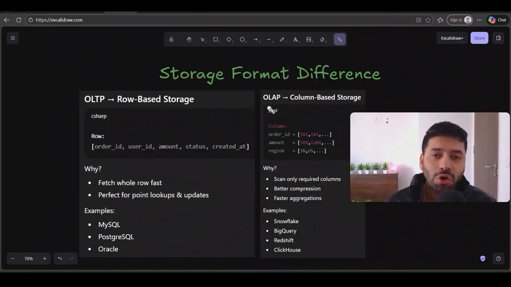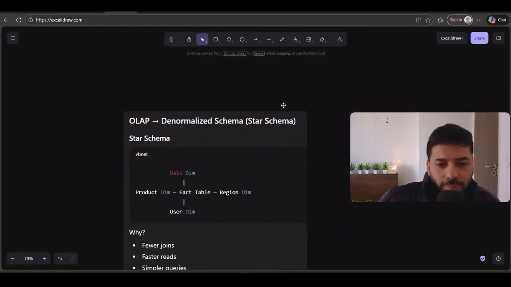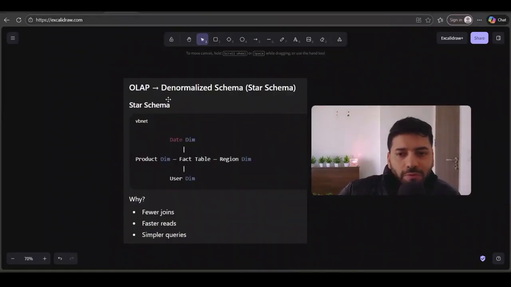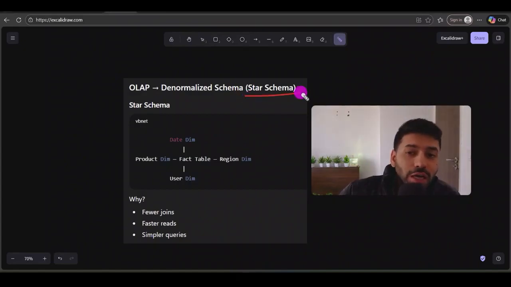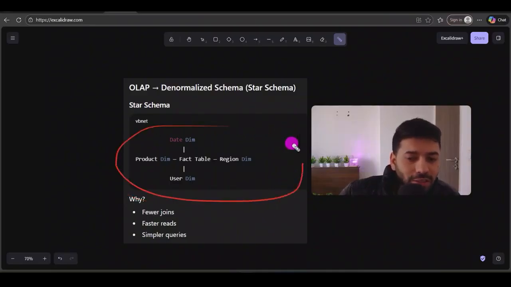Some of the examples of OLAP are Snowflake, BigQuery, Redshift, ClickHouse. Now next, if we talk related to schema, then for OLAP, we have denormalized schema. Like in SQL, you might have seen we try to normalize the data, correct? But in OLAP, we follow star schema. What is star schema? Something like this you can see. So all of the data would be present together.